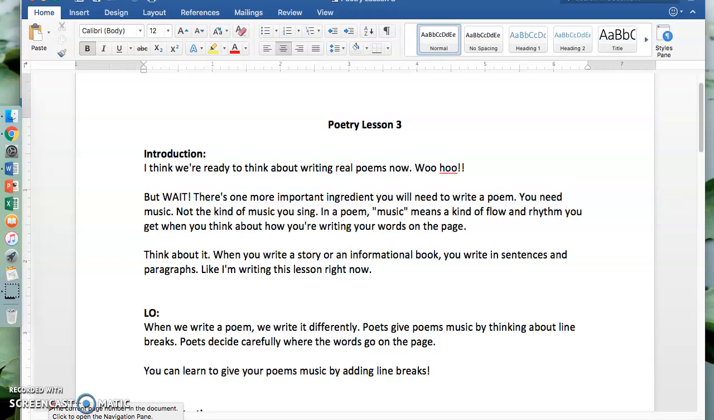I think we're ready to think about writing real poems now. Woohoo! But wait, there's one more important ingredient you will need to write a poem. You need music, not the kind of music you sing. In a poem, music means a kind of flow and rhythm you get when you think about how you're writing your words on the page.